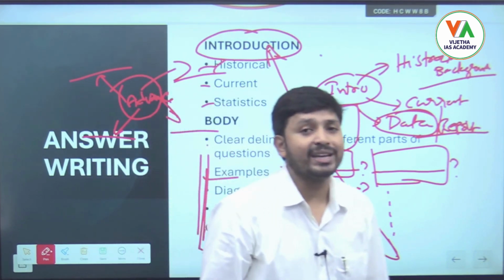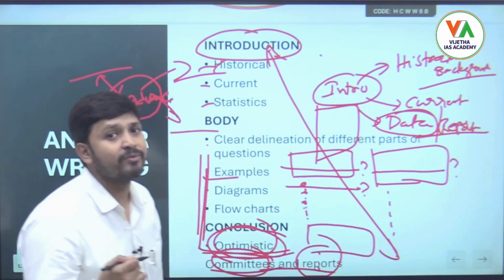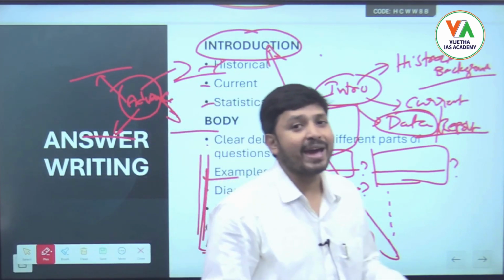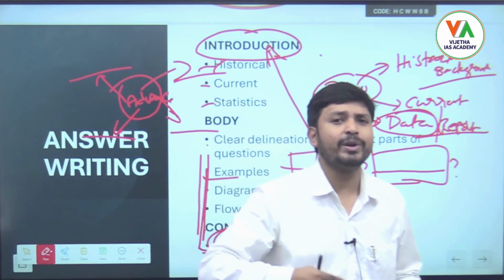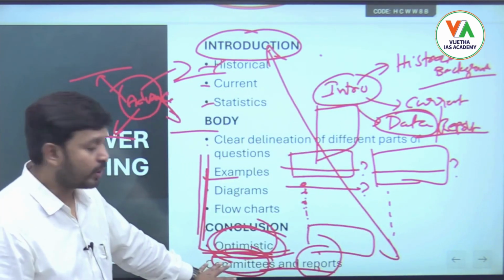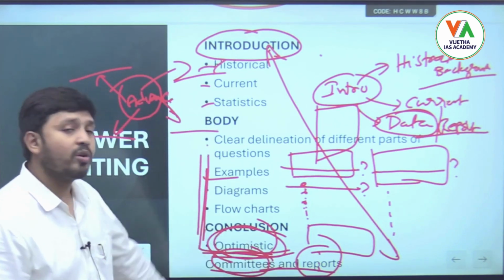Whatever you have written, just give your suggestions in a positive manner, then your conclusion will also be very, very good. Okay, so try to be either in a balanced way or show a little bit of a tilt towards the positive side, then the entire conclusion will look very good for you. And try to include these reports or committees, right? So this is your overall answer if you see.